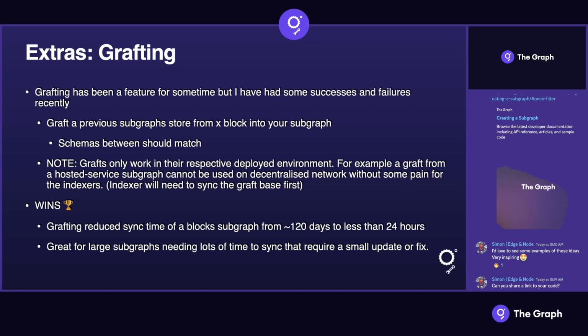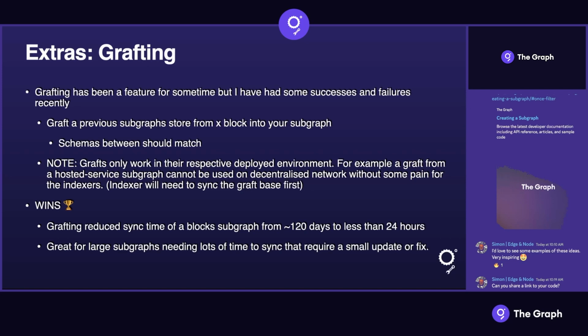And the note that I want to bring up is that I did a graft on a subgraph that only existed on the hosted network, and I was under the impression that you could graft across the hosted network to the decentralized network, which is very wrong, and it ended up needing to be added to the documentation. So for anybody that is using grafting, it can't be used across environments. You can't graft from a hosted server subgraph into the decentralized network without some pain for the indexers.